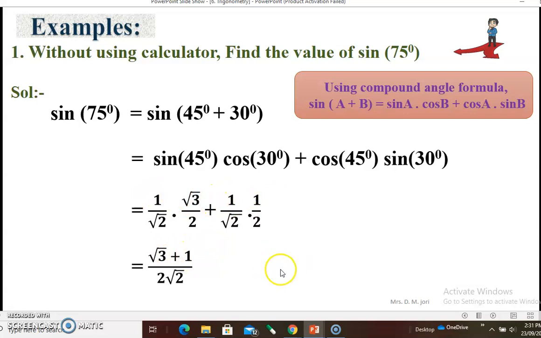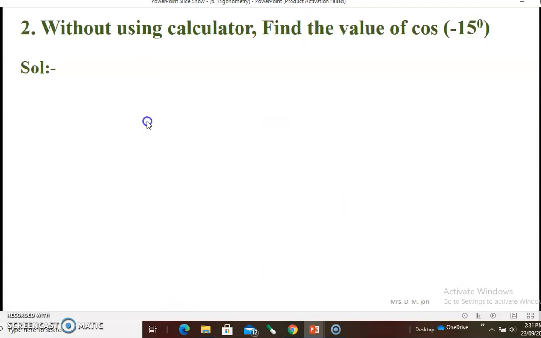Don't write your answer in decimals. We should not use a calculator here. This answer is sufficient. You have to stop here. Next example, without using a calculator, let's find the value of cos of minus 15.